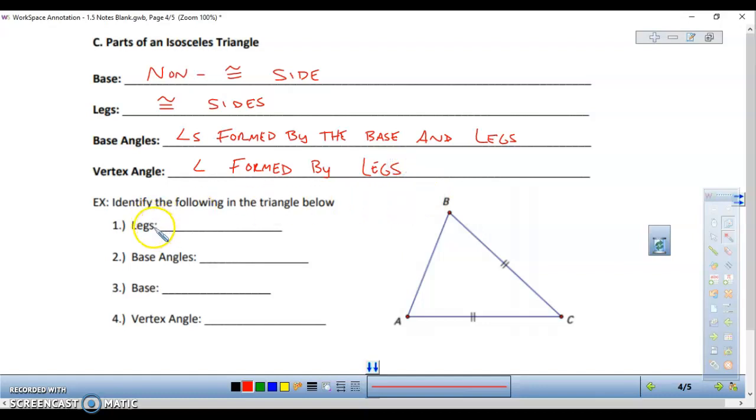So the legs of this triangle are the congruent sides. You can tell by what's marked here that segment BC is congruent to segment AC. So they will be the legs. Segment BC and segment AC would be the legs. The base angles are the angles formed by the legs and the base. So that'd be angle A and angle B. Those would be my base angles.